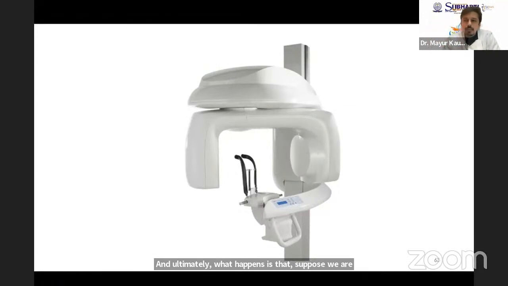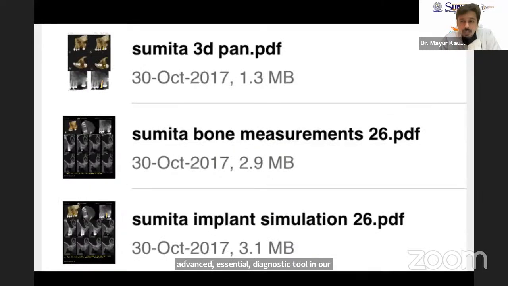So we straight away start relying on a piece of paper, which happens to be the CBCT report. So the important thing that we have to remember is that CBCT is a very, very good, very advanced, essential diagnostic tool in our armamentarium. But the report we have to read and understand ourselves. So I'll take just 5 minutes on how to read a CBCT report.